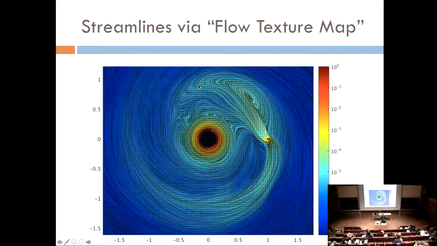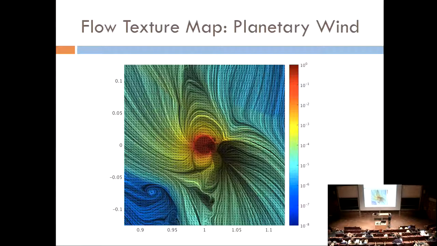If you look at the detail, this is the flow in detail around the planet. And you can see it's very complicated. Actually in the paper, we tried to work out why you got these various kinds of features. There's some work you can do by looking at the orbital elements of where the material is launched. But I'm not going to focus on that. I just wanted you to see the complexity there.